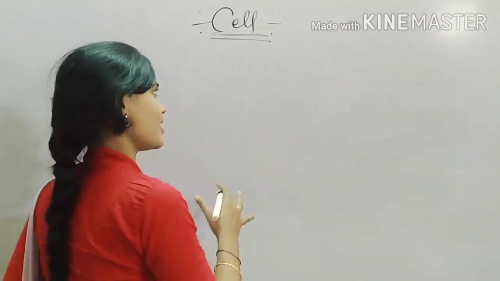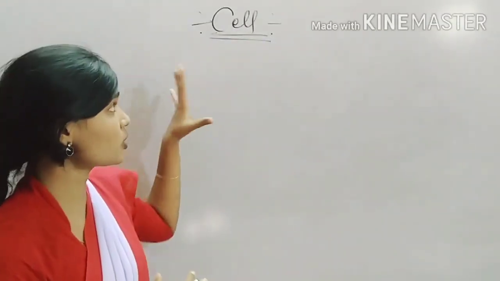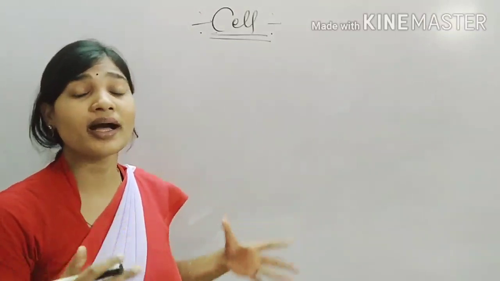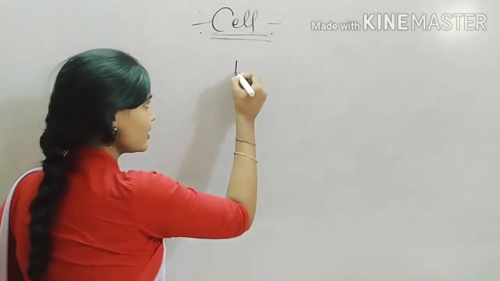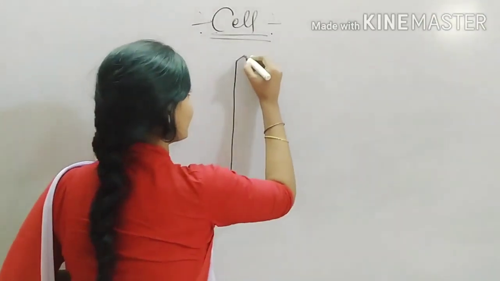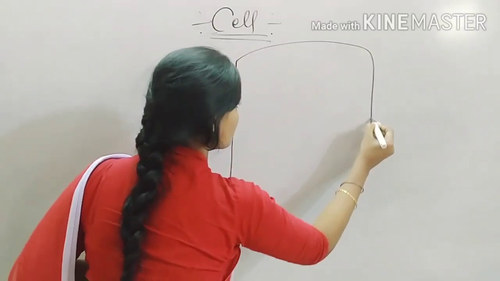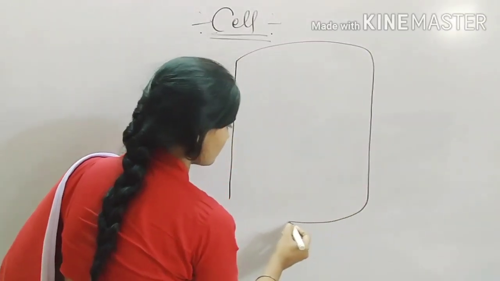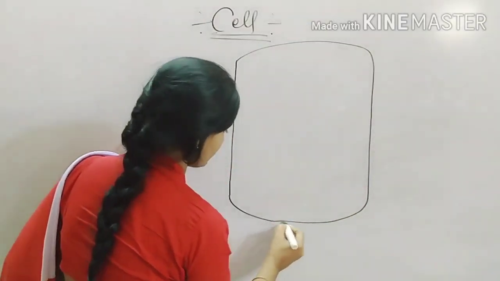So now in this class we will discuss the long and short questions on the parts of the cell. So we know that this is the diagram of a plant cell.